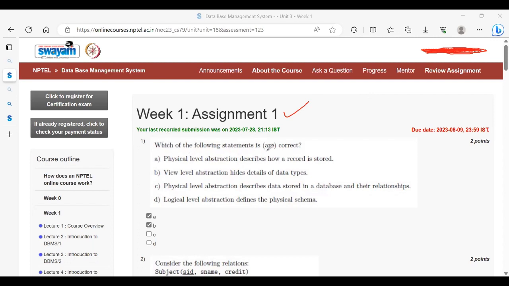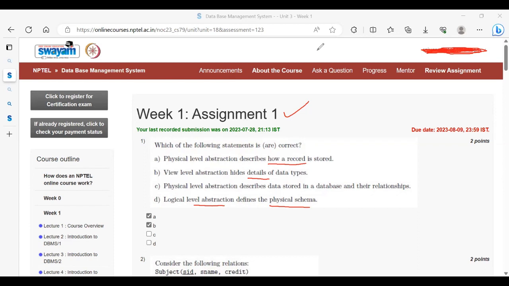Which of the following statements is correct? First, A: physical level abstraction describes how a record is stored. Second, view level abstraction hides the details of data types. Third, physical level abstraction describes the data stored in the database and their relationships. Fourth, logical level abstraction defines the physical schema.